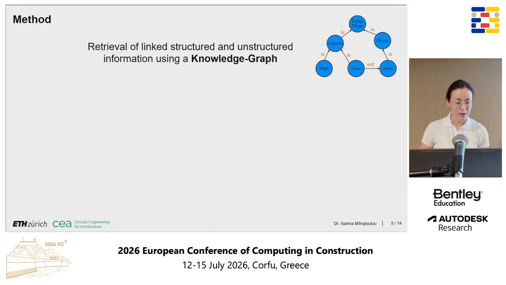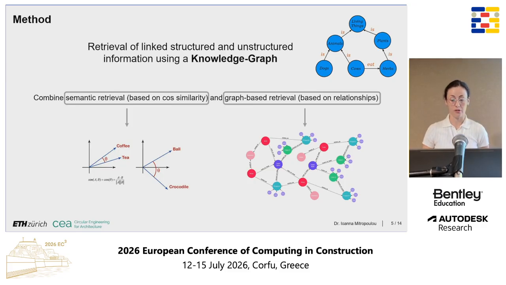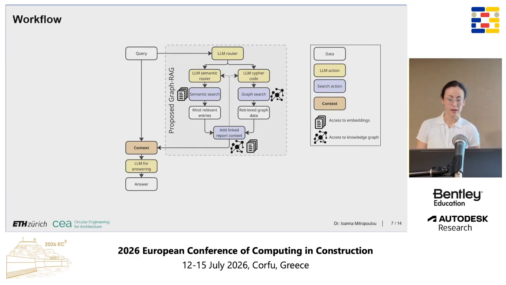And the method that we are using, unsurprisingly, is to employ a knowledge graph. The advantage of this approach is that it allows us to combine semantic retrieval using cosine similarity with graph-based retrieval that is based on relationships. And this is the workflow that we set up. So the user asks a question. This is the query. The query is given here, if I have a pointer, to an LLM router, which decomposes it into a series of steps.